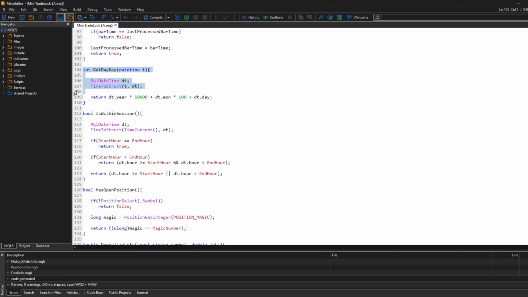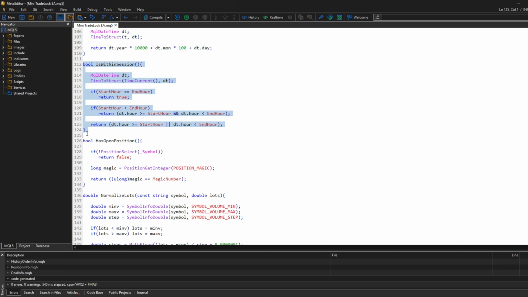Next we have the GetDateKey function. So this converts a datetime value into a simple daily key. We create an MqlDateTime structure. We convert the time into that structure using TimeToStruct, and then return one number built from the year, month, and day. This gives each day a unique value.